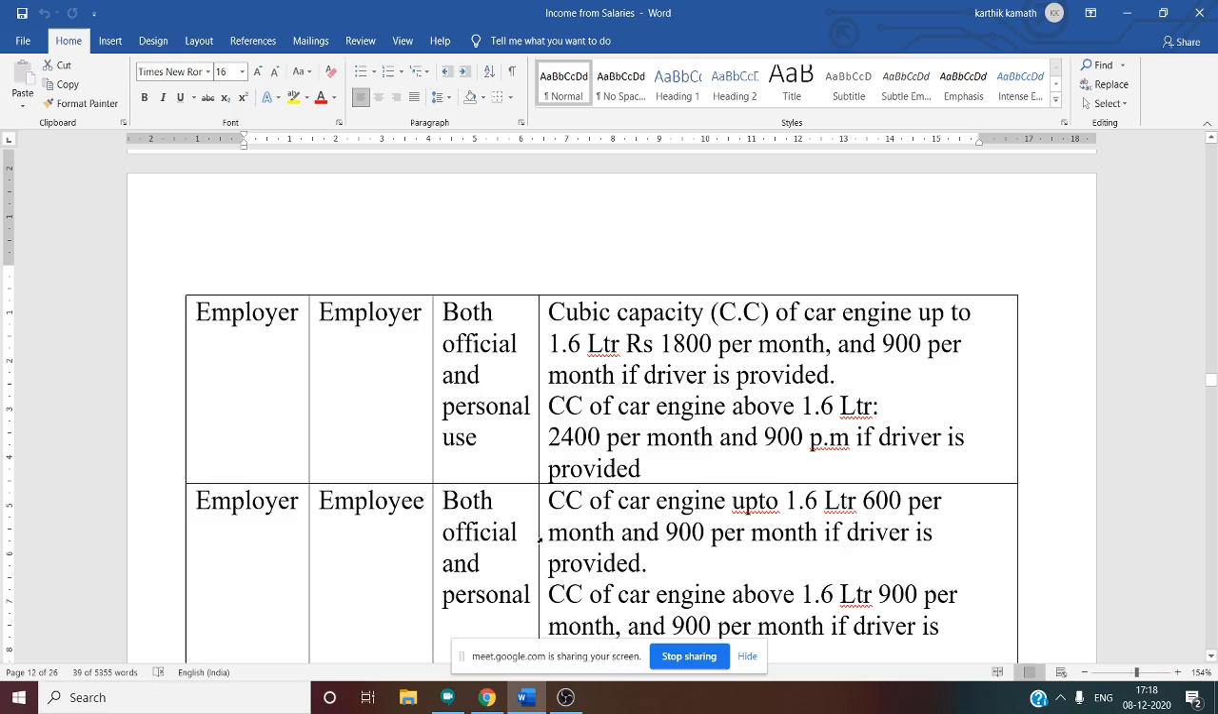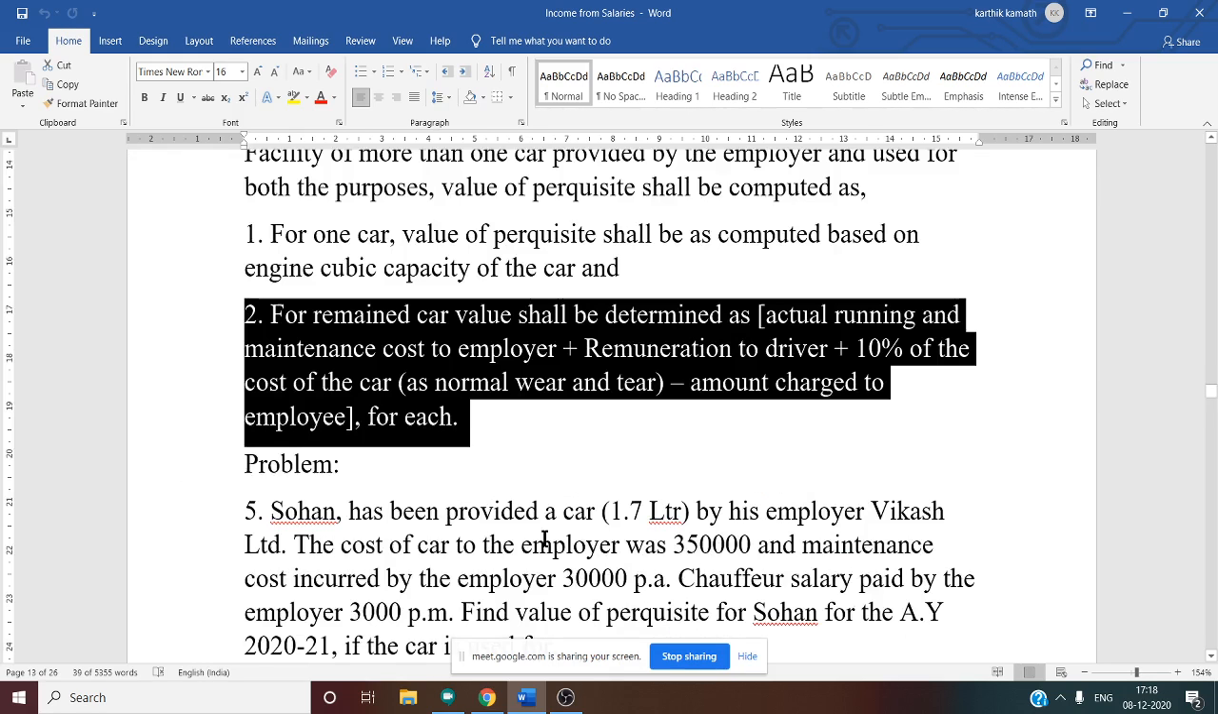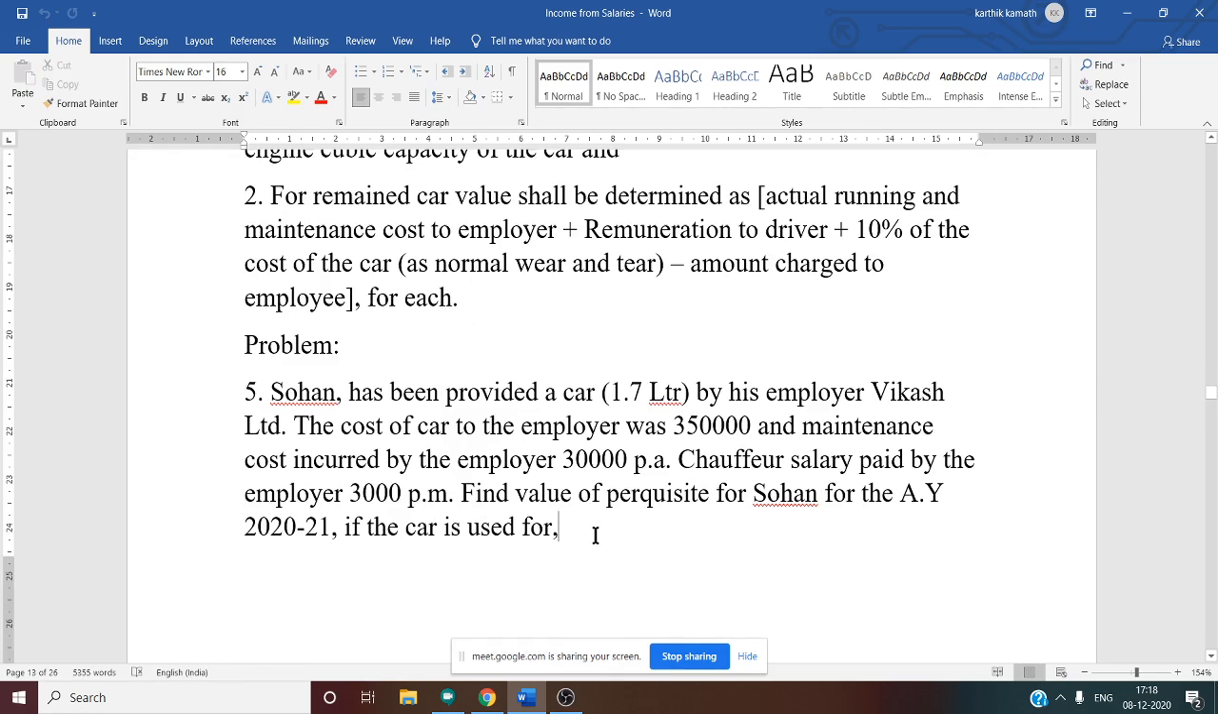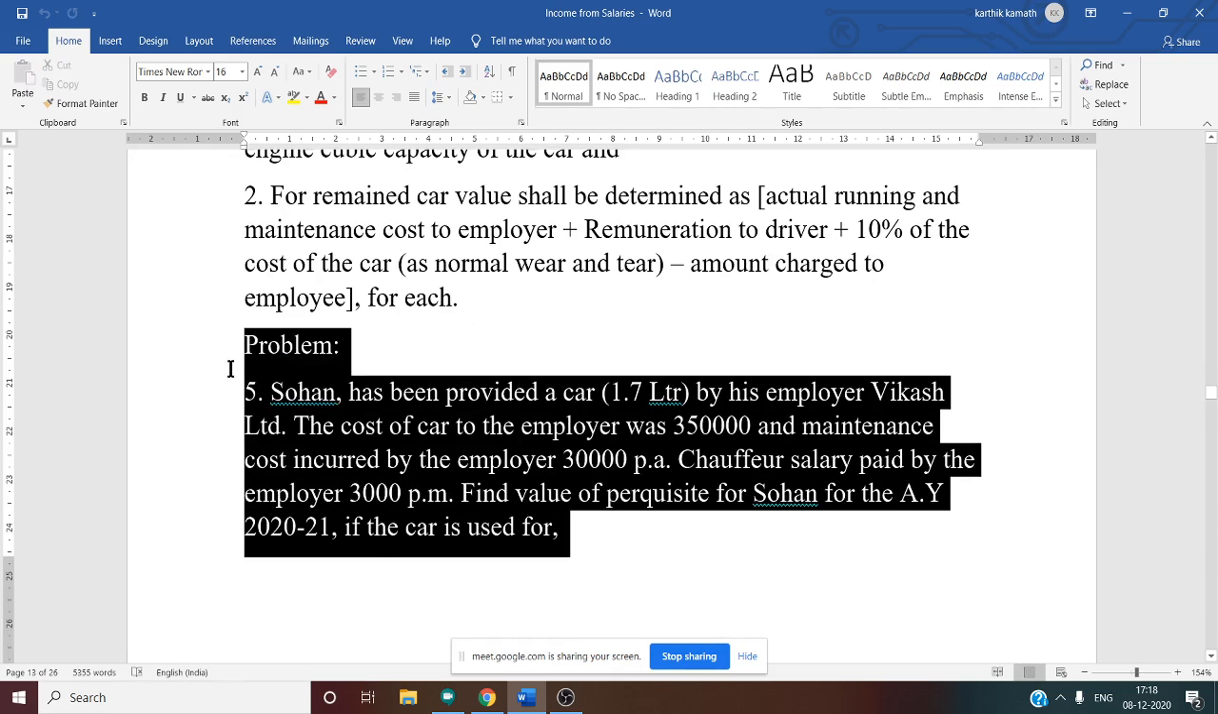After discussing all these rules, we have to see one problem. See this. Now we will see the problem. Problem number 5. Mr. Sohan has been provided a car of 1.7 liter by his employer Vikas Limited. So here Sohan is an employee, and the car is big. Why? Because here the CC, engine cubic capacity of the car, is more than 1.6 liter. That is why we'll assume that it is a big car.